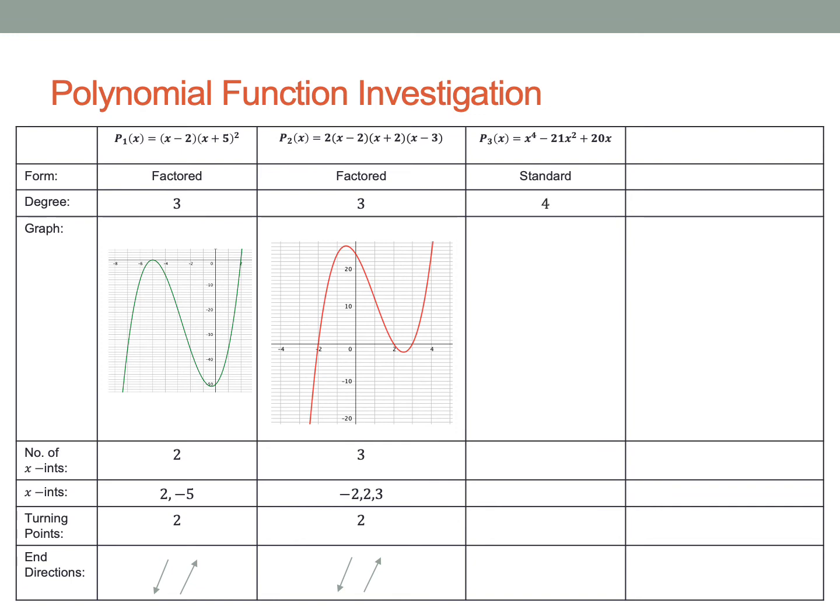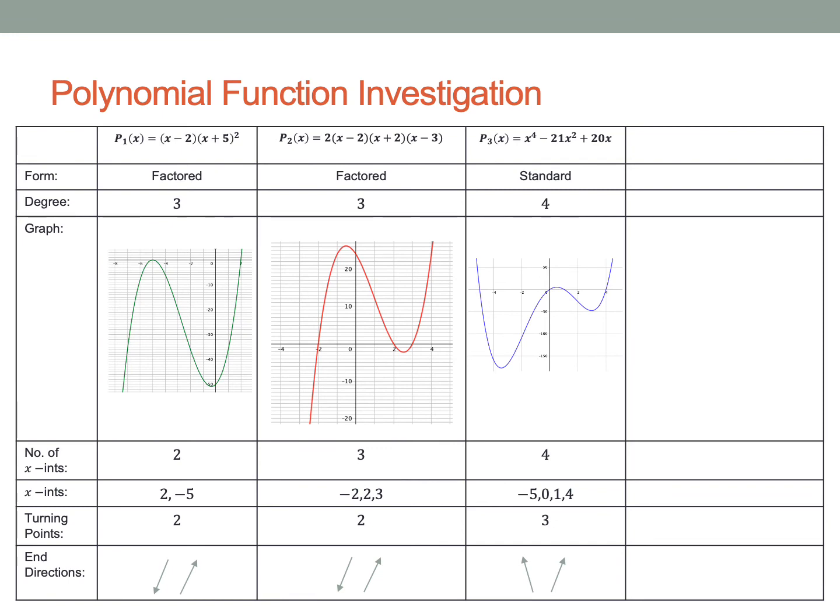So this is degree 4. This one looks kind of cool. It looks like this. The number of x-intercepts is 4. The x-intercepts are negative 5, 0, 1, and 4. The number of turning points is 3. And the end behavior: as x goes to negative infinity, y goes to positive infinity, and as x goes to positive infinity, y goes to positive infinity. So you have this direction here.